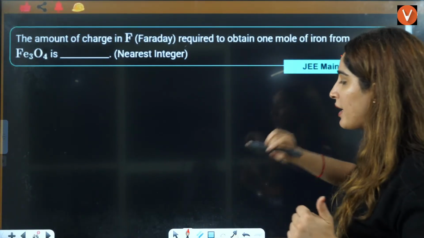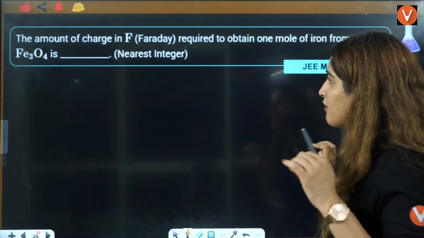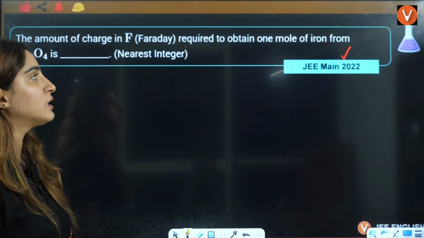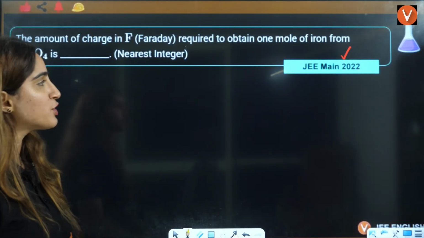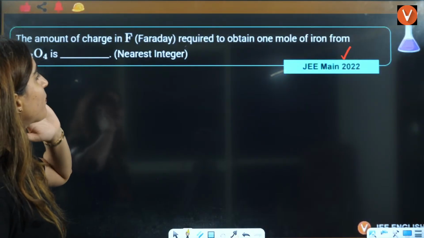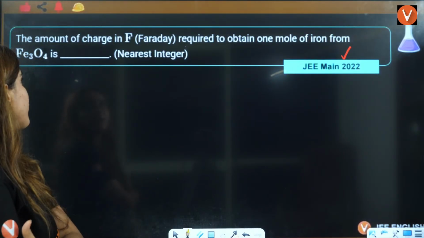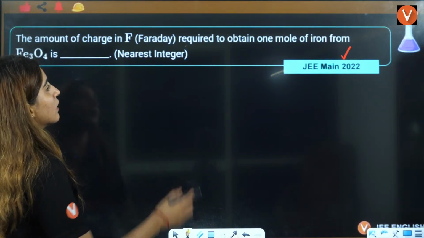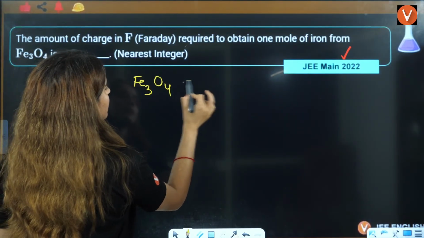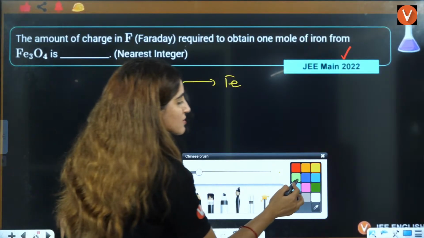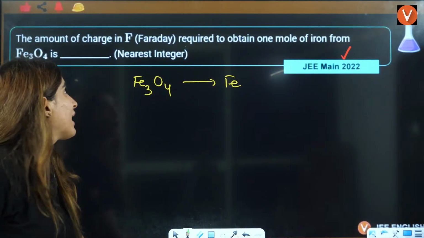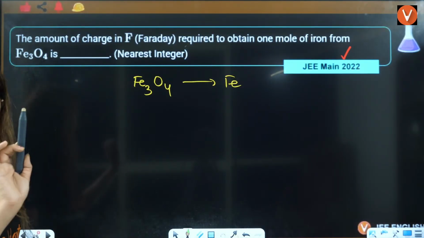The JEE Mains 2022 question is: the amount of charge in Faraday required to obtain 1 mole of iron from Fe3O4. This is not exactly based on Faraday's law, but it is somewhat related. So this is Fe3O4, this is iron. You first need to know what the n factor is here. If they ask you the charge, you can easily find it out by the unitary method.